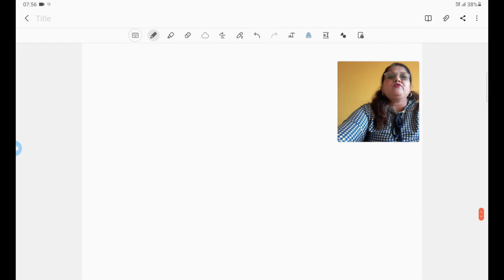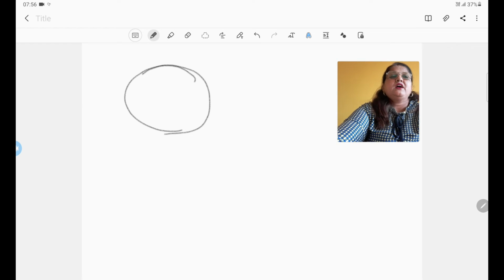But before that, I want to discuss sphere. Sphere and hemisphere. Sphere is a figure like this. You know what a sphere is. And hemisphere is half of the sphere.